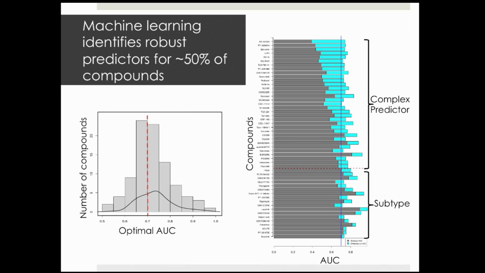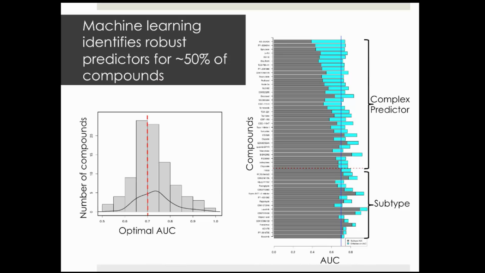In addition to these relatively simple statistical approaches, what we've also done is to use some more sophisticated machine learning approaches to try to identify signatures of response from the baseline profiling data. And what we found is that we can identify robust predictors for about 50% of compounds. And that's shown here on the right-hand side.